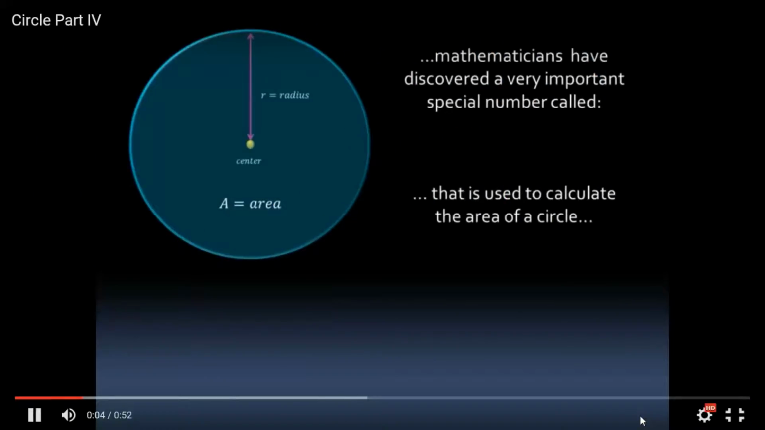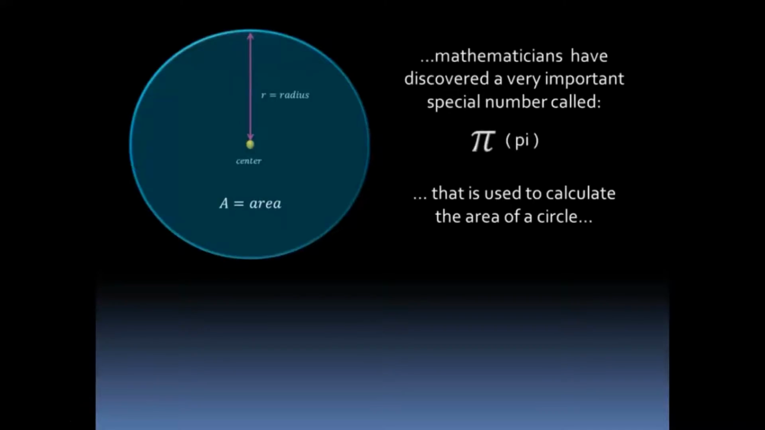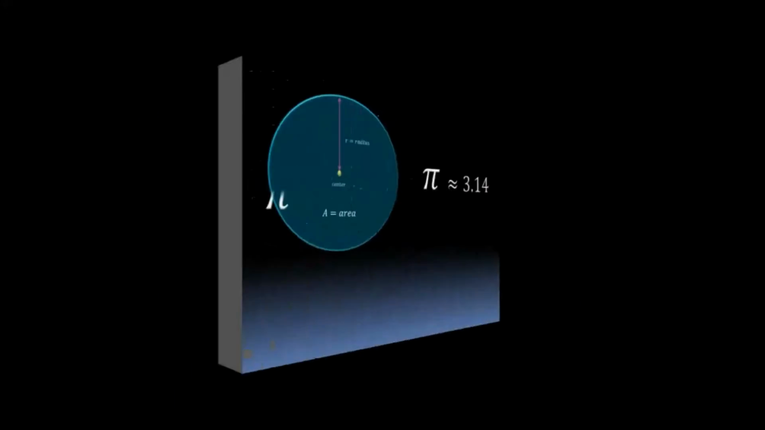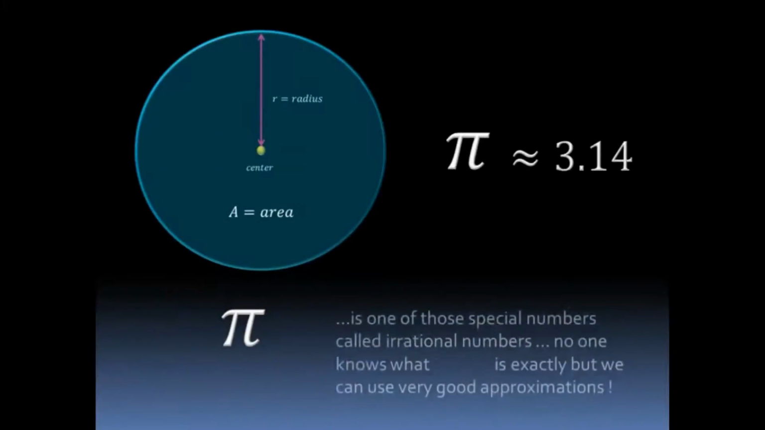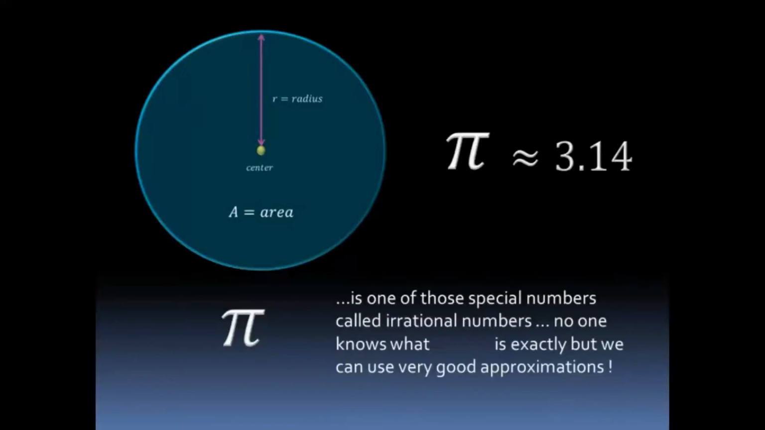Mathematicians have discovered a very important special number called pi that is used to calculate the area of a circle. Pi is approximately equal to 3.14. Pi is one of those special numbers called irrational numbers. No one knows what pi is exactly, but we can use very good approximations.